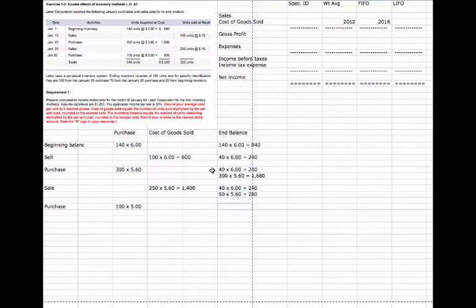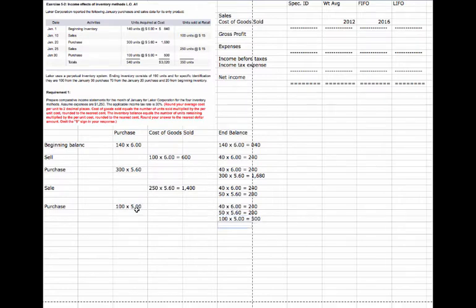And finally, the last one here, when I buy another 100 items at $5, I'm going to have 40 items times $6, because I'm keeping track of all my layers. It's going to be $240. I'm going to have 50 items times $5.60, which is going to give me $280. And then also I'm going to have 100 items times $5, which will give me $500.